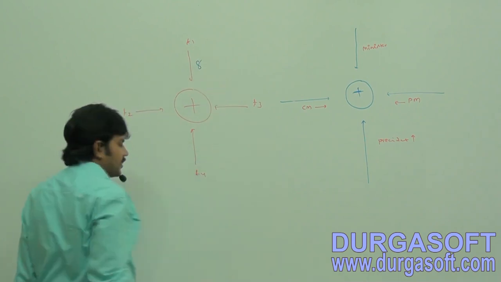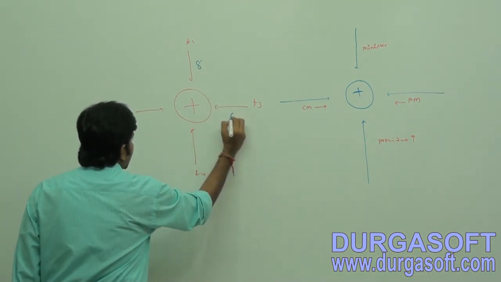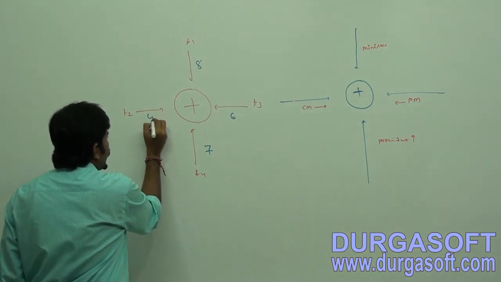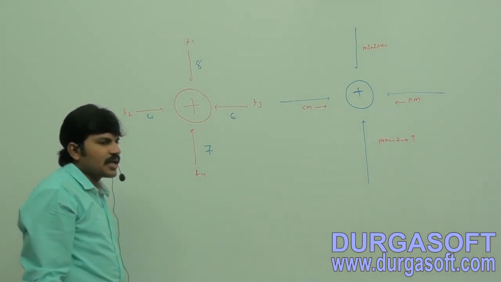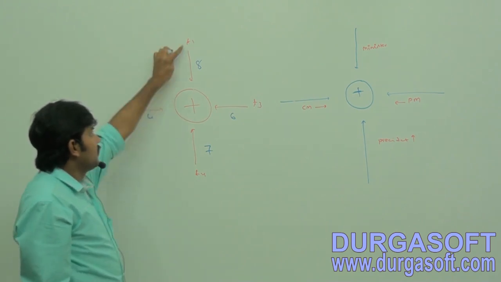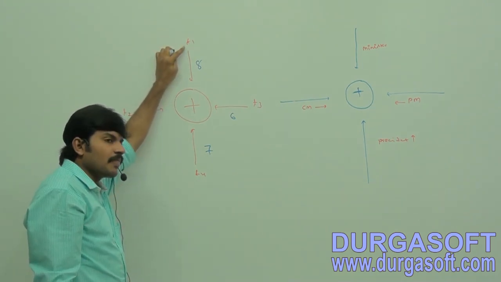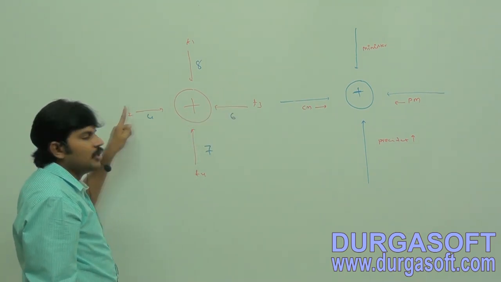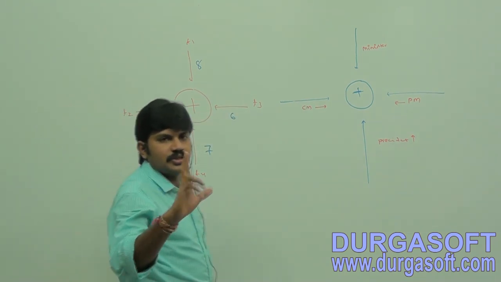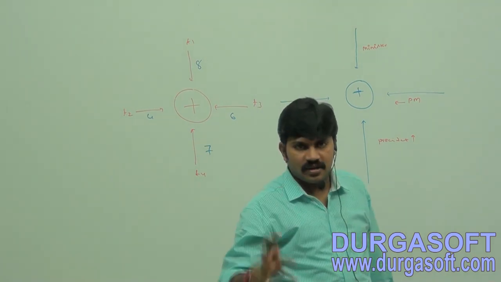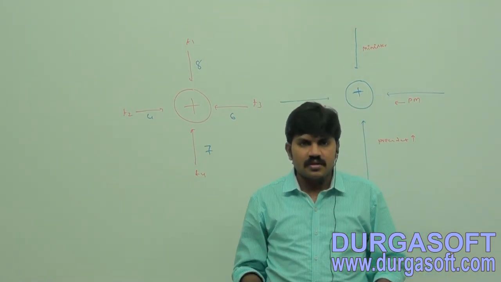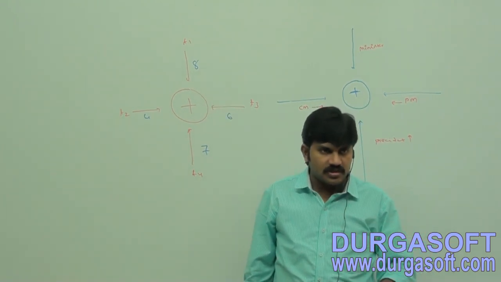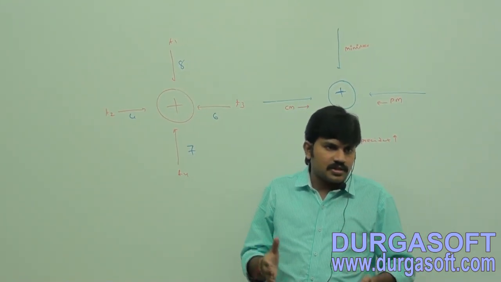Assume this thread having 8, this thread having 6, this thread having 7, this thread having 4. Can you tell who is getting the chance first? T1 will get the chance. After T1, T4 will get the chance. After T4, T3 will get the chance. After T3, T2 will get the chance. Thread scheduler will use priorities while allocating processor. The thread which is having high priority will get the chance first, and then next priority.